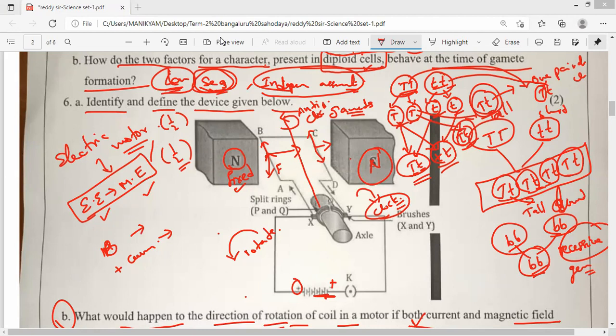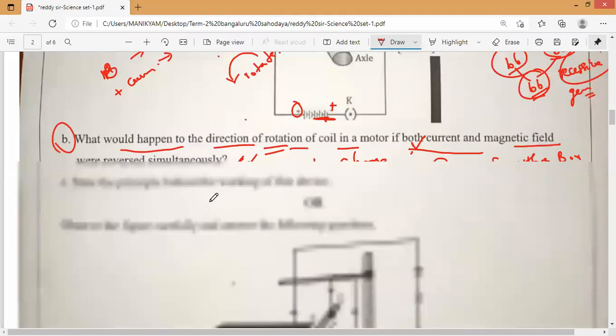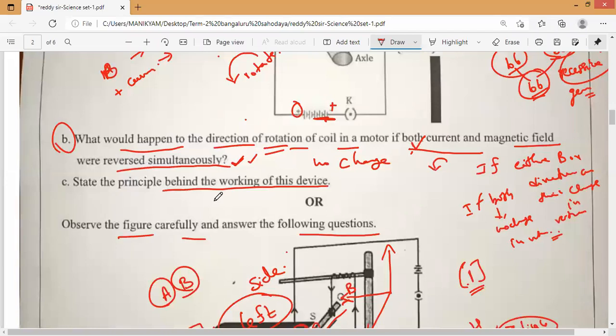You can apply Fleming's left hand thumb rule. If any one thing changes, definitely the direction of the motor will change, meaning the rotation of the motor will change. That is what you have to remember. That point is very, very important. This is a smart question they asked you, so be careful and answer it very carefully. It's not a new concept. If you apply Fleming's left hand rule, you can understand that.